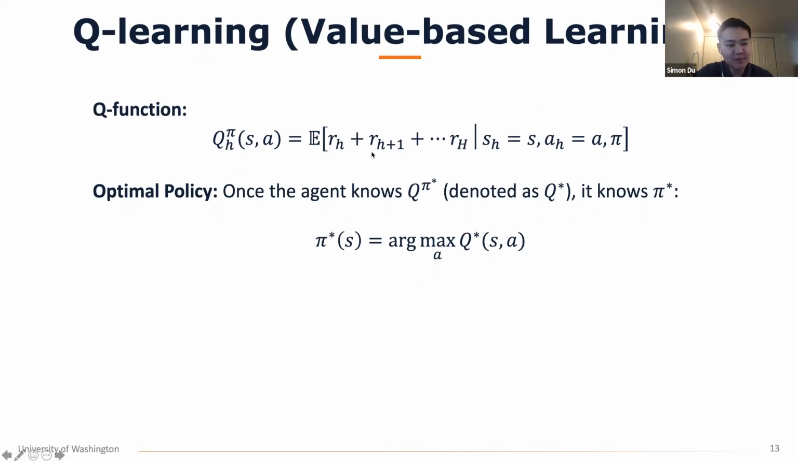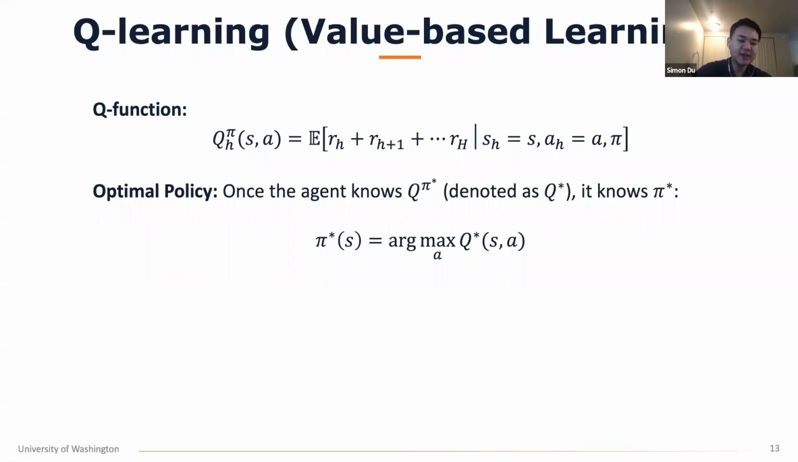So why are Q functions useful? Suppose you know the Q function for the optimal policy, called Q pi star, or Q star for short. Then this Q function directly induces the optimal policy. Basically, the optimal policy is just a greedy policy with respect to this Q star function. At every state S, the optimal policy is just the action that maximizes this Q function. This is very easy to see.